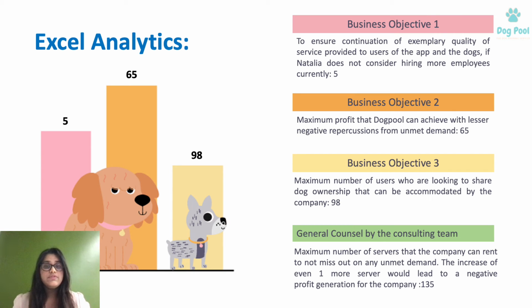So we have defined various business objectives, and the first business objective would be the continuation of the exemplary quality of service being provided by Dogpool currently. The second would be a maximization of profits, and the third would be making sure that there is no unmet demand. And then we also have a bit of general counsel, which we're going to show you in the other slides.